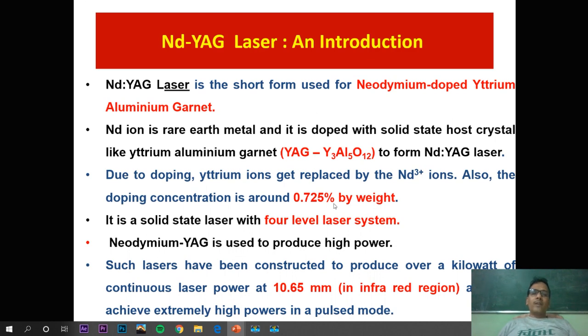In the case of ruby laser, the doping concentration was very small, that is 0.05%, but here the doping concentration is slightly more than that, 0.725% by weight. It is a solid state laser with a 4-level lasing system. Neodymium YAG is used to produce high power, and such lasers have been constructed to produce over a kilowatt of continuous laser power at 1.065 micrometers, that is actually in the IR range, infrared region, and can achieve extremely high power in a pulsed mode. This is also in the pulse mode, just like the ruby laser.